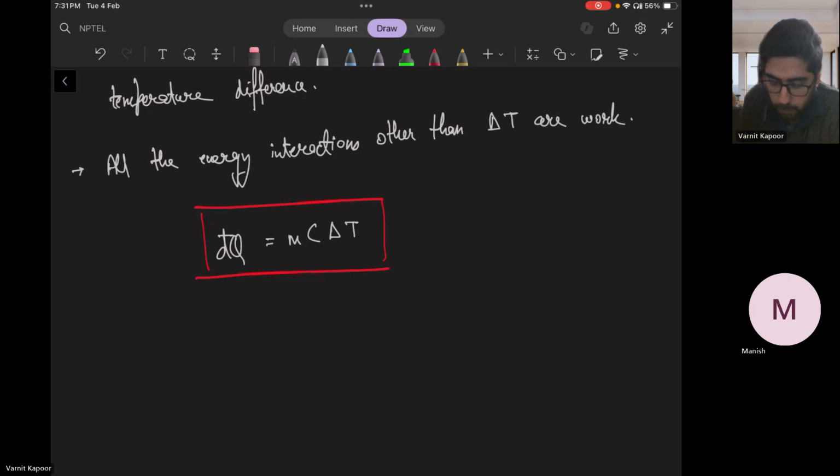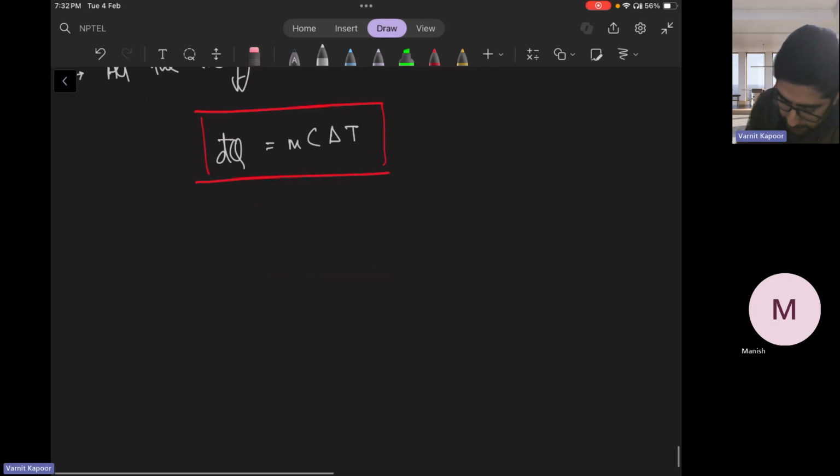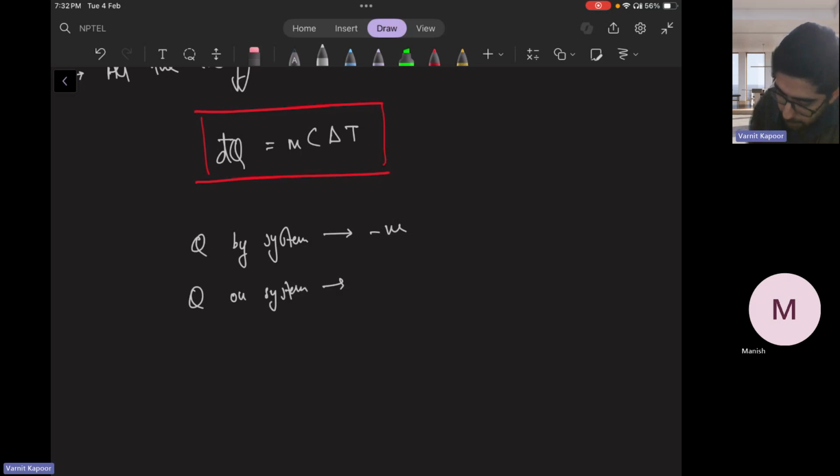Again, there's a sign convention here. So Q given by the system is negative and Q given to the system is positive. The convention says Q by the system is taken to be negative, Q on the system is considered positive, whereas work done by the system is positive and on the system is negative. Just the opposite of work.